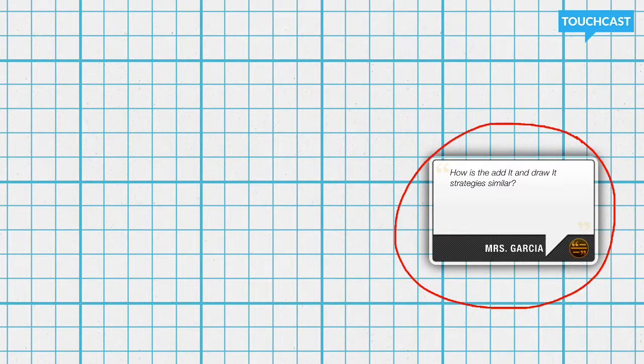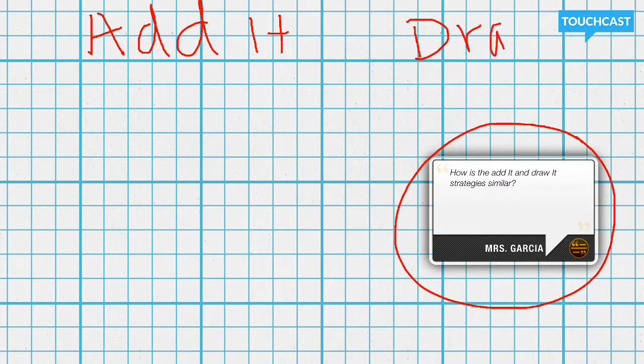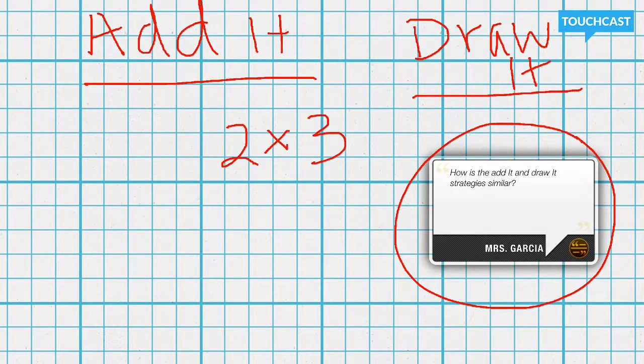Hey guys, welcome back. So I wanted to show how the add it and the draw it strategies were similar. So I'm going to give an example to show what I'm thinking. So let's say we are doing 2 times 3. If I'm using the add it strategy, I'm adding 2 three times. So I'm going to add 2 three different times. 2 plus 2 plus 2 equals 6, because I know 2, 4, 6.